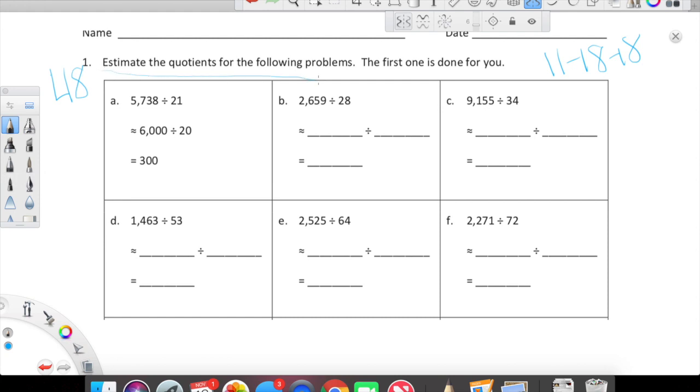Estimate the quotients for the following problems. The first one is done for you. Wow, thank you. So here we have 5,738 divided by 21. We rounded 21 to 20, and then rounded 5,738 to 6,000. And then we're looking at 6,000 divided by 20, which is 300.